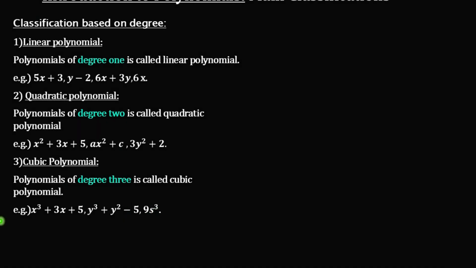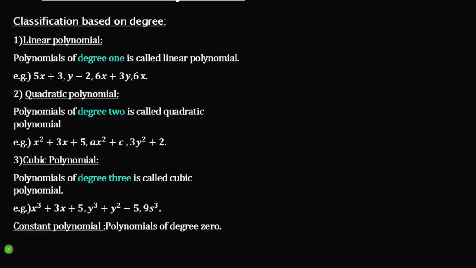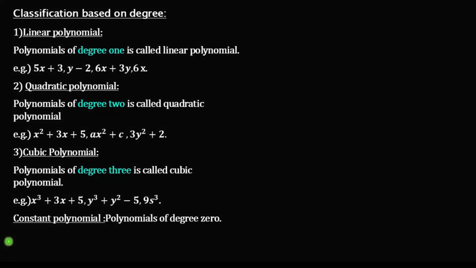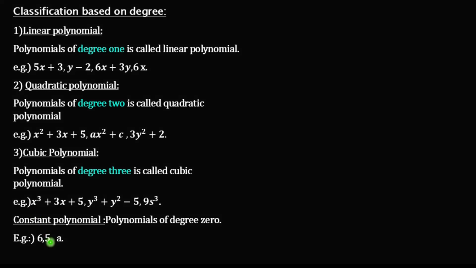Okay. Now another classification is also based on degree, that is the constant polynomial. That is, polynomials of degree 0. If there is no x term in the polynomial, then it is called a constant polynomial. For example, 3, 6, 5a, etc.